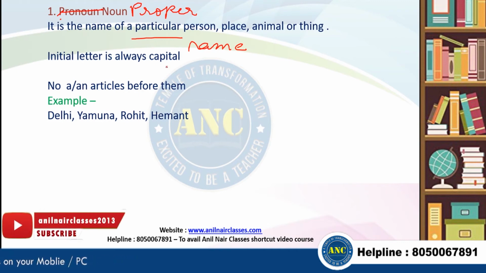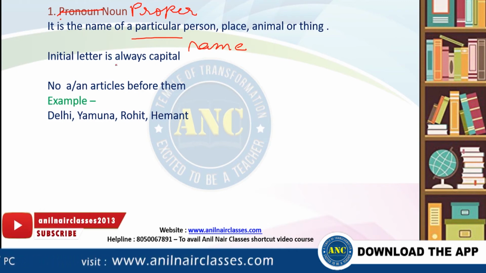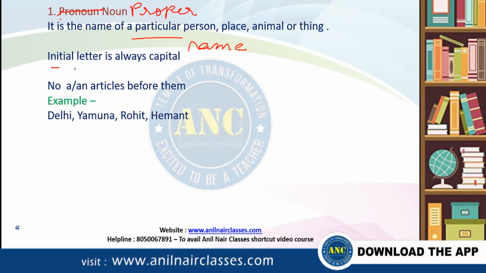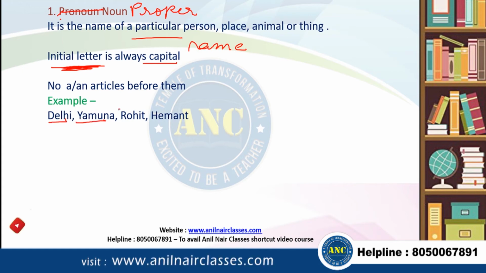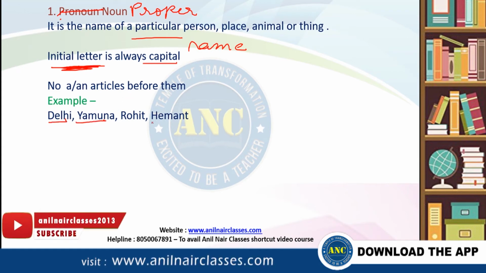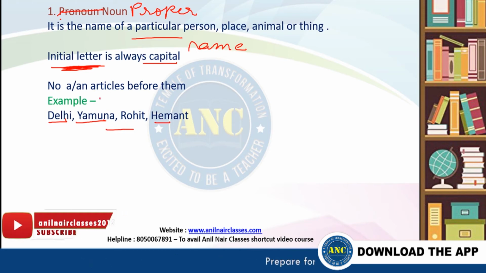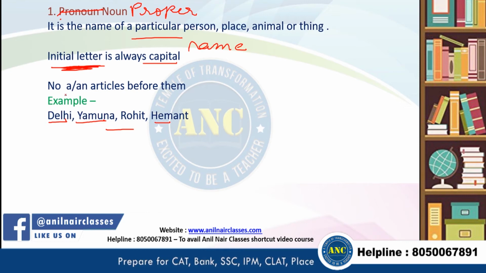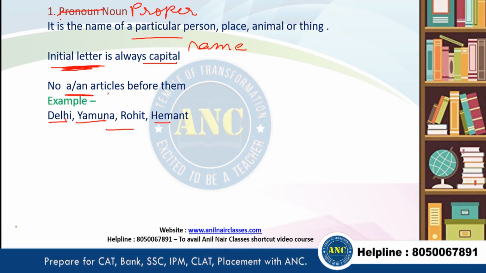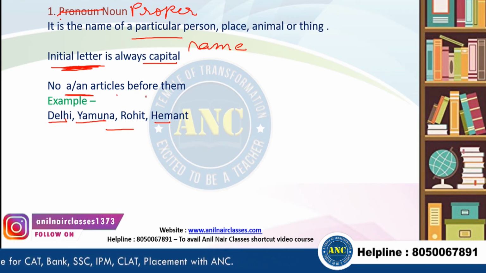There are certain things which you should remember about the proper nouns. That is always their initial letter. The first letter will always be a capital letter. Say for example, you see Delhi, D capital, Yamuna, Y capital, Rohit, R capital, Hemant, H capital, right? Another most important thing is before these proper nouns, we should never put the article A or AN. No A or AN article before them.